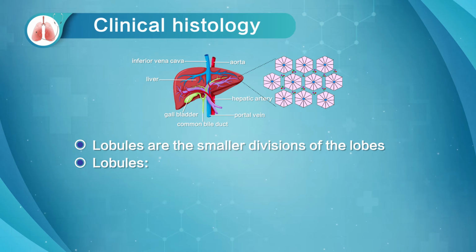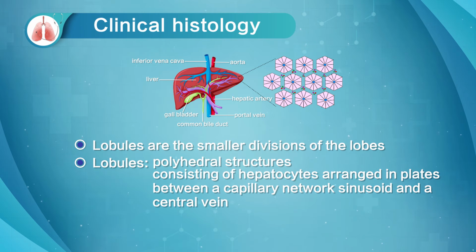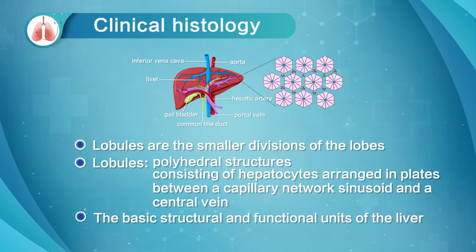The lobules are polyhedral structures with a diameter of 1 to 2 millimeters. They form the building blocks of the liver, consisting of hepatocytes arranged in plates between a capillary network, the sinusoid, and a central vein. They are the basic structural and functional unit of the liver.